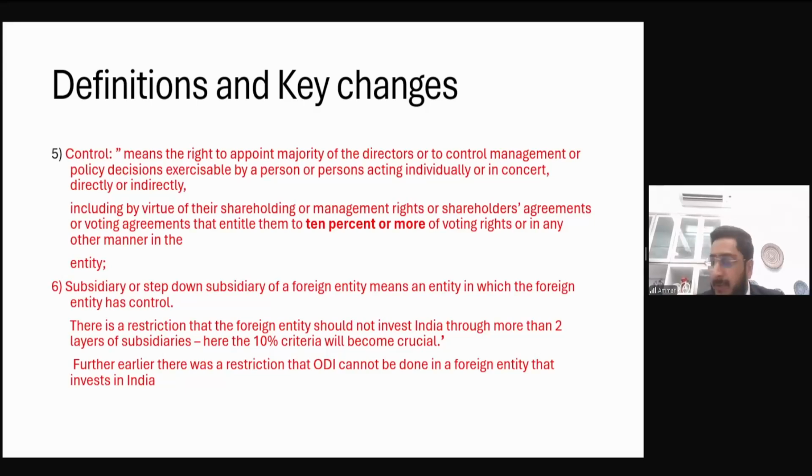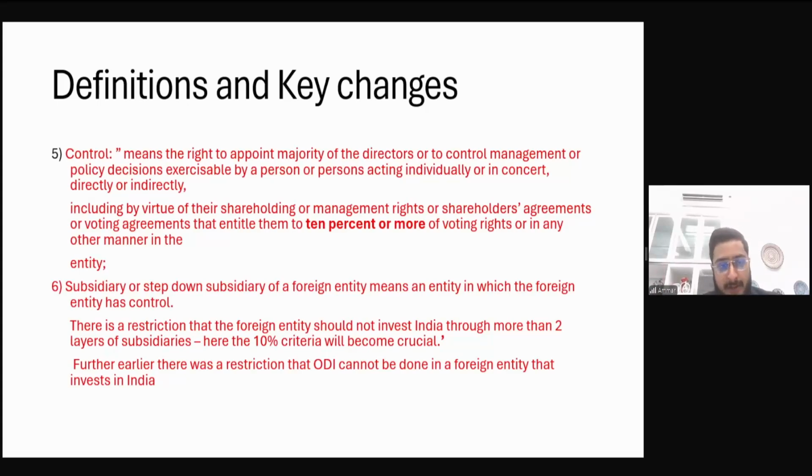Also, when we're doing an APR, as we just discussed, I'm just giving a small brief. When you're doing an annual performance report, suppose a company has done an ODI, it has to file an APR every year. Now the requirement is that if the company exercises control over the other company, that other company's audited financial statements are compulsorily required to be submitted in India.